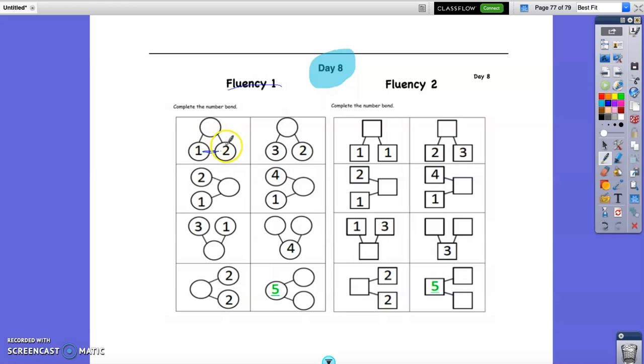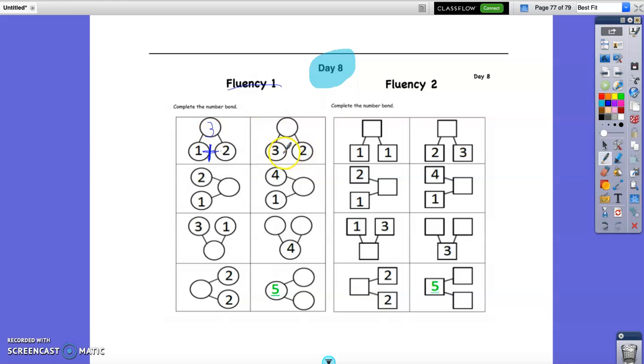So the two parts are always beside each other and the whole is always by itself. So we have 1 and 2 and we're going to add those. When we know our two parts, we're always going to add to get the whole. So what is 1 plus 2? 1 plus 2 is 3. Very good.